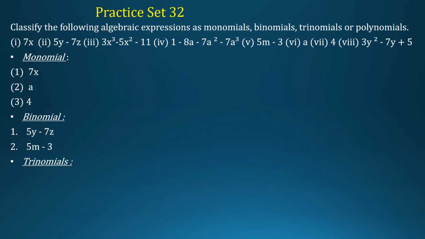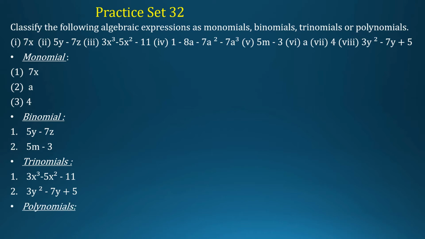Now let us find out which one is the trinomial. 3x cube minus 5x square minus 11 is a trinomial, which is the third one, and the eighth one, that is 3y square minus 7y plus 15, is a trinomial.